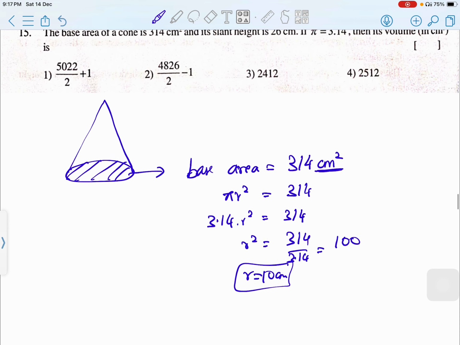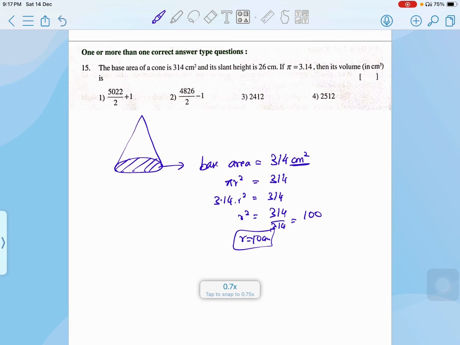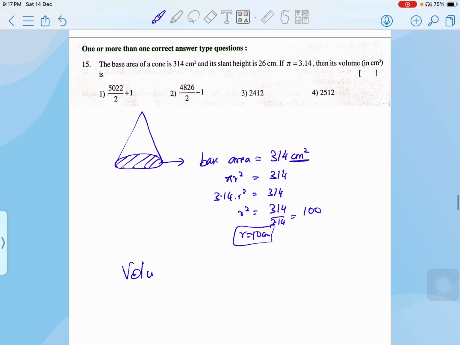Since it is centimeter square, this will be 10 centimeters. And the volume. We know the volume formula: volume is nothing but one third of pi r square h. So one third into pi r square, which is 314, and the height we need to find. Its radius is 10, and the slant height is given as 26. Let's find that height and we'll come back to this.